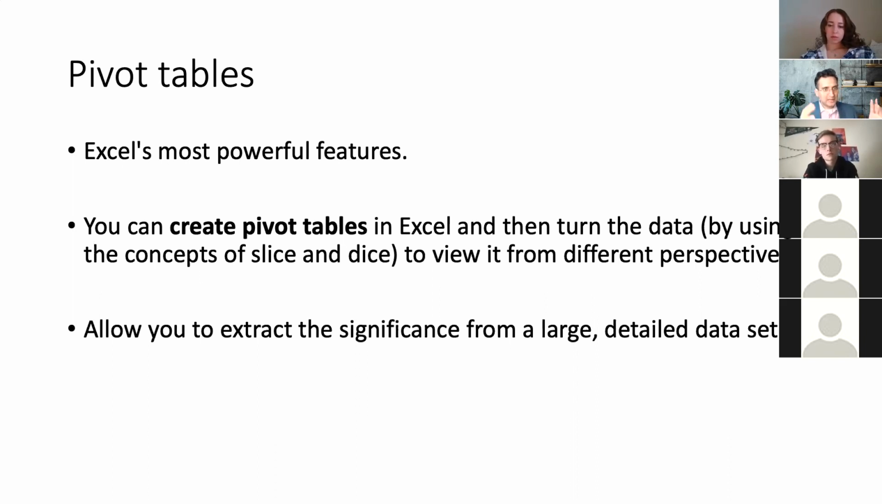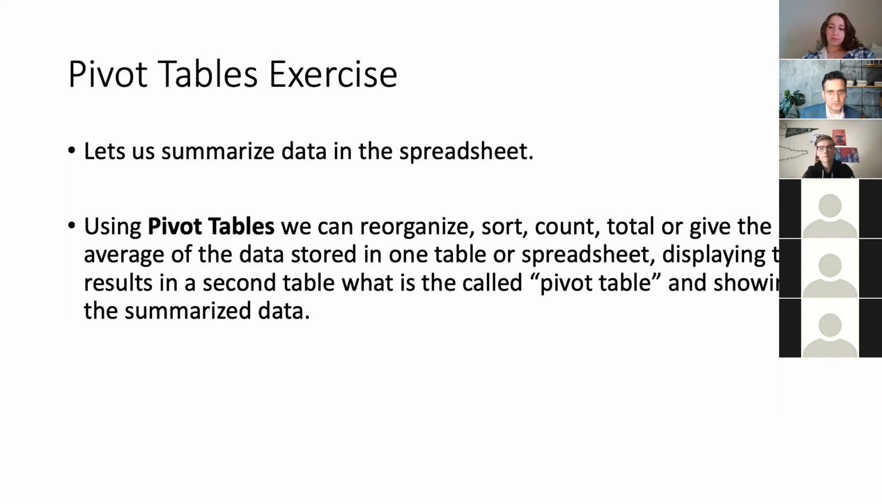Same thing with data. I'm looking at data in 2D, and if I turn it the other way, I might be able to see a different perspective, just like in a chart. A 2D chart is only as good as what it can show us. But if we have a 3D or even more than 3D chart, we can look at it from different angles, and that might give us a different perspective. That's actually what we're doing with data here. You can extract the significance from a large detailed data set by using pivot tables, because it compresses it and gives us a different perspective on things.